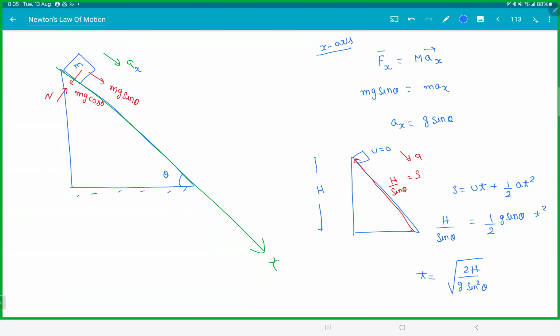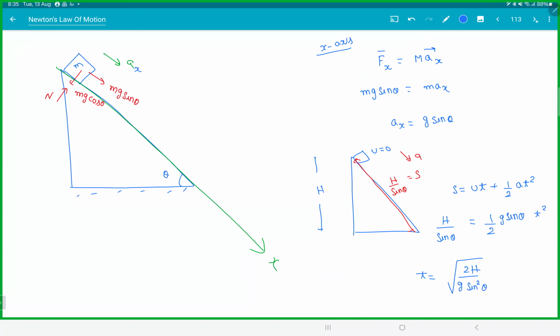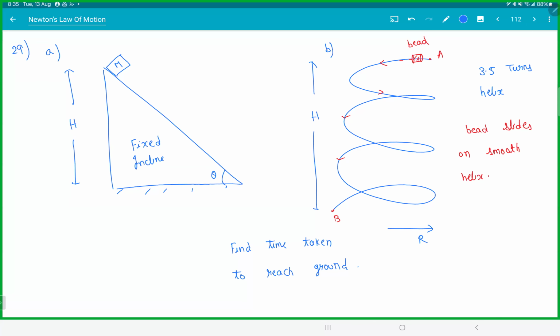That's your problem: NLM plus kinematics. Do have a look at this. Ask me if you're confused. The sin theta comes out and becomes cosecant theta in the numerator. All clear with this? Anything you're not clear on, please ask me. If you're clear with this, the question is not over. The main question is this helix. If the bead is sliding on the helix, how will you play with this? Any doubts on the incline, please ask. Incline is clear. Let's get to the helix. Try, I'll give you 2 minutes.